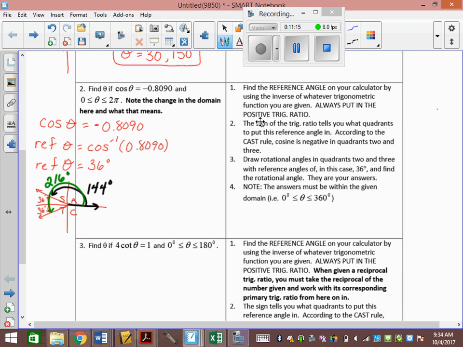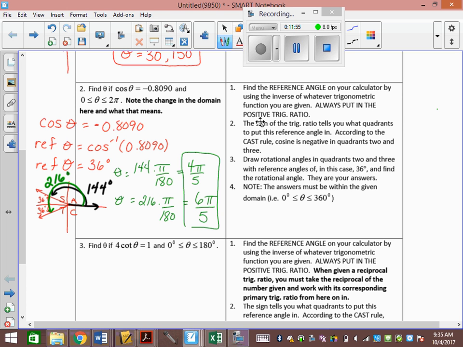So we're going to do 144 times pi over 180. And what does that reduce to? 4 pi over 5. And then we're going to do 216 times pi over 180. What does that reduce to? 6 pi over 5. Those are my two answers. I'm going to check them in my calculator.